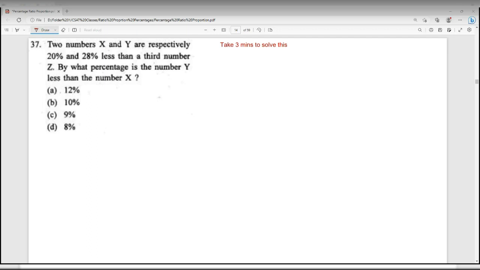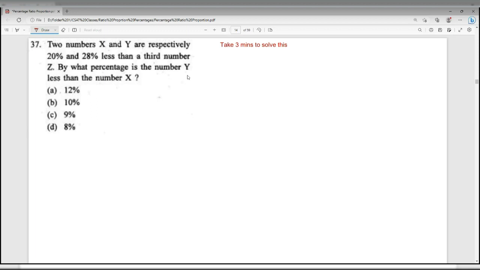Yeah, time is up. Around 50% have got option B, 17% have got option A, 25% have got option D, and 8% have got option C. So let's see how to go about this question. What they're saying is two numbers x and y are respectively 20% and 28% less than a third number, z. By what percentage is the number y less than the number x?